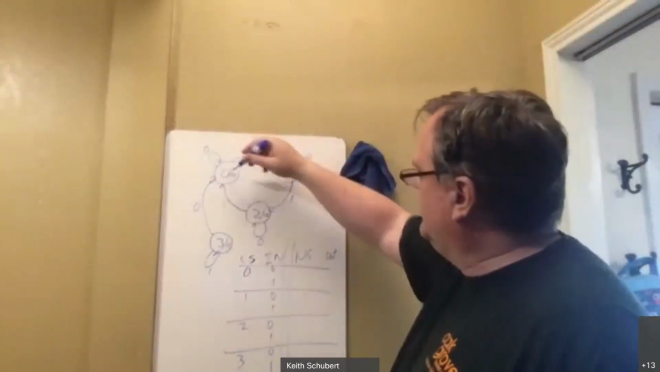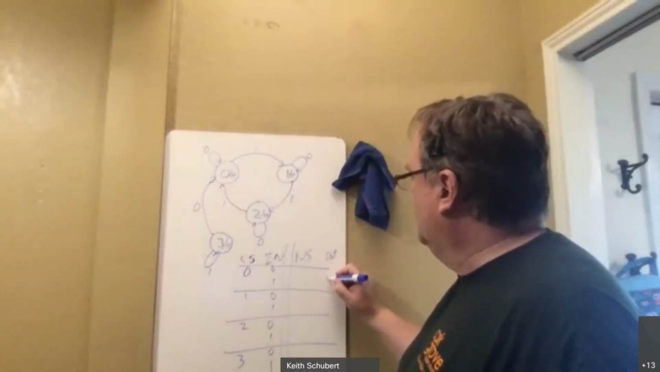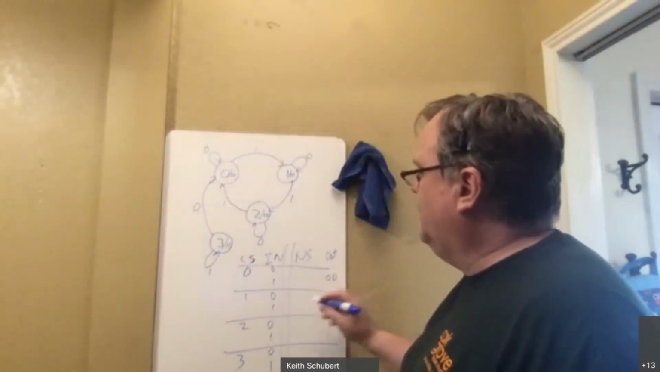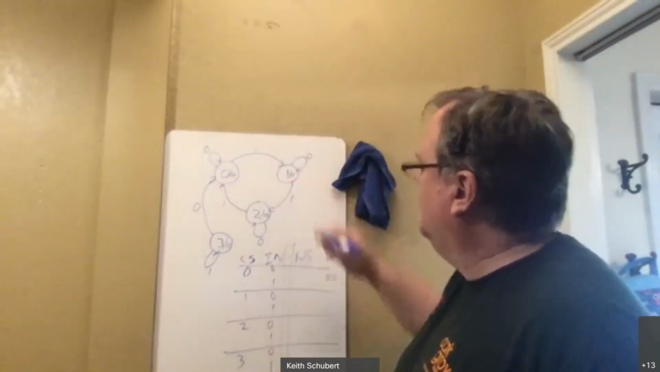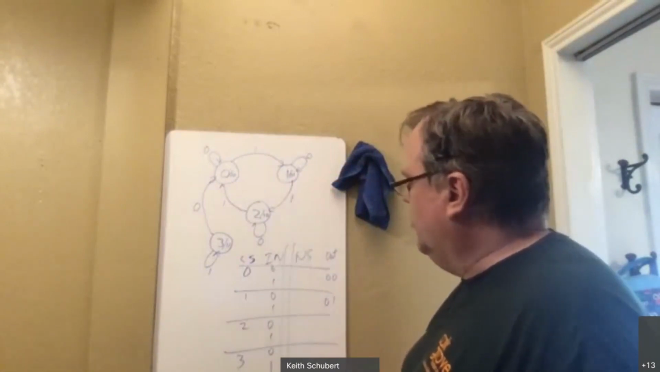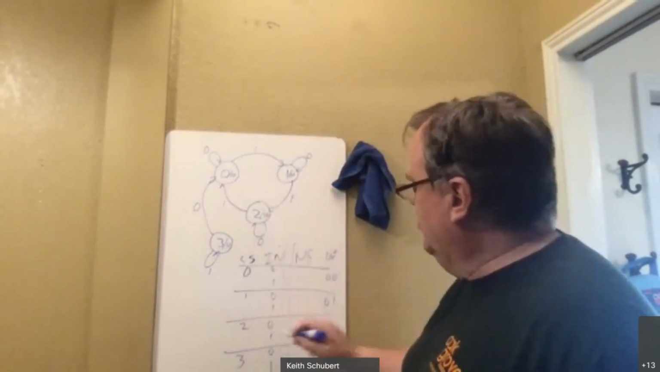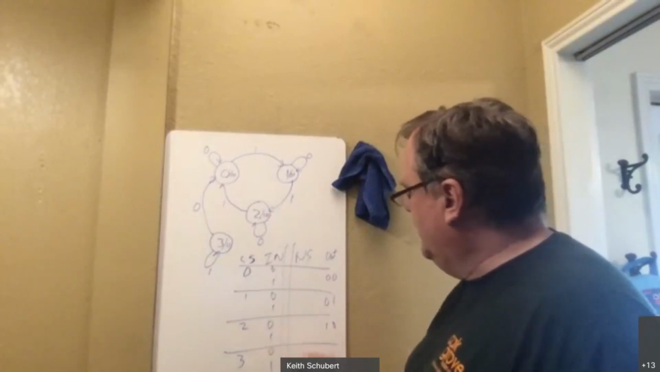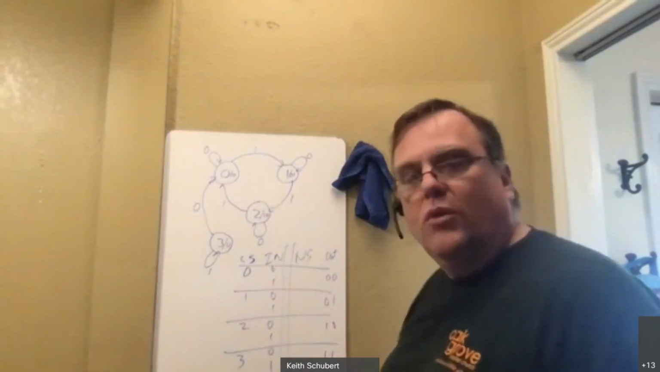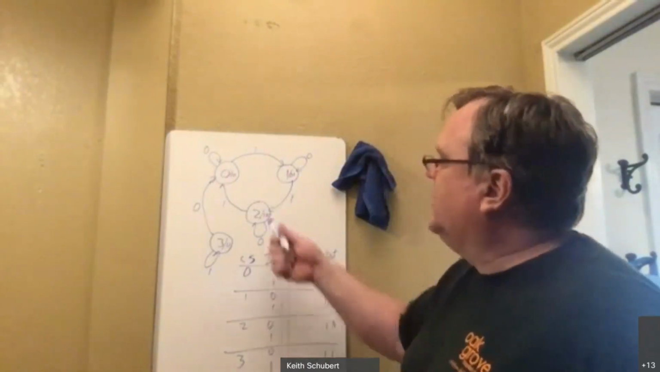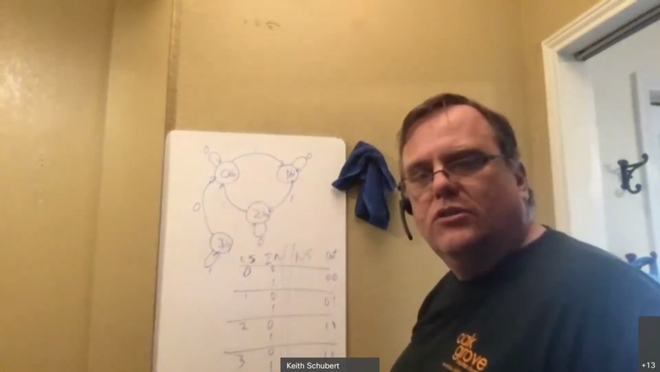So I'll walk through them. Right? If I'm at state 0, my output is always going to be 0, 0. If I'm at state 1, my output is 0, 1. If I'm at state 2, my output is 1, 0. If I'm at state 3, my output is 1, 1. Just out of curiosity, what type of machine is this?